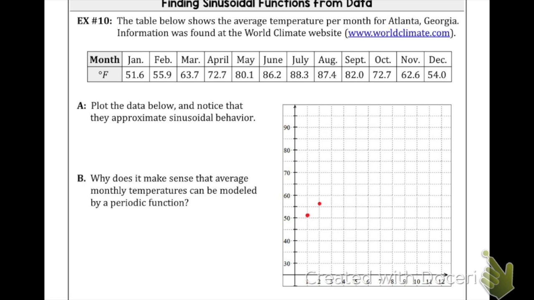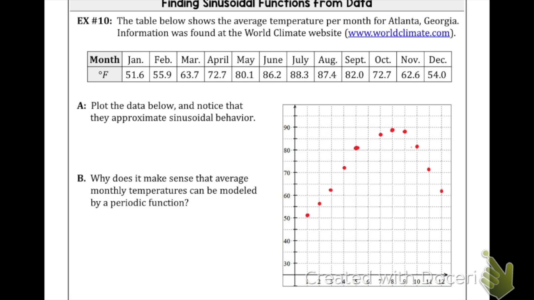March, 63.7, maybe right there. There. Oh no, I guess that's 65, so sure. April, 72.7, maybe right about there. May, 80.1. June, 86-ish. July, 88. August, 87. September, 82. October, 72.7. Oops, wrong spot. There we go. I'm too zoomed in.